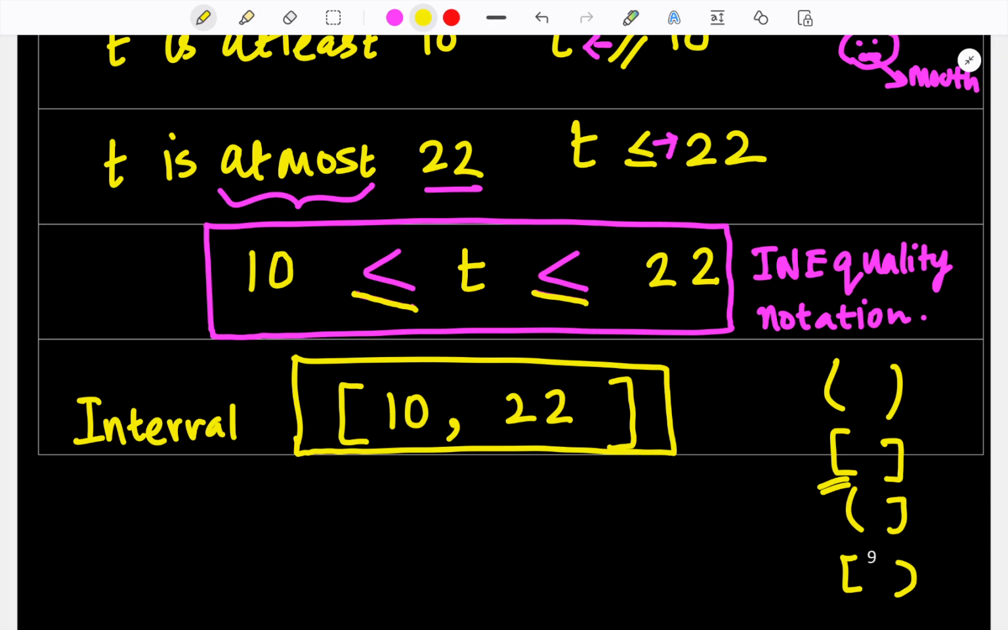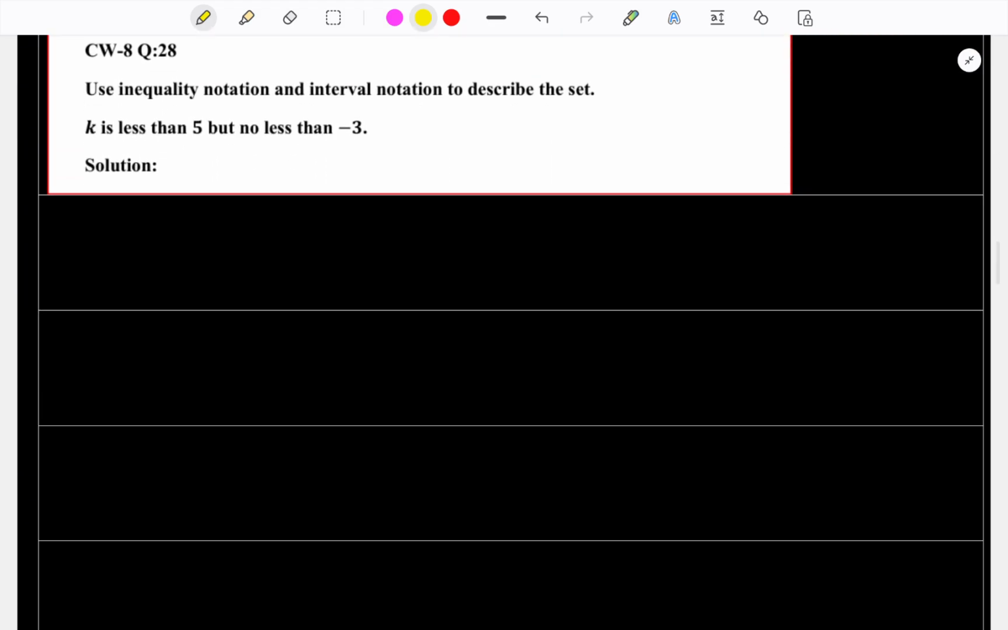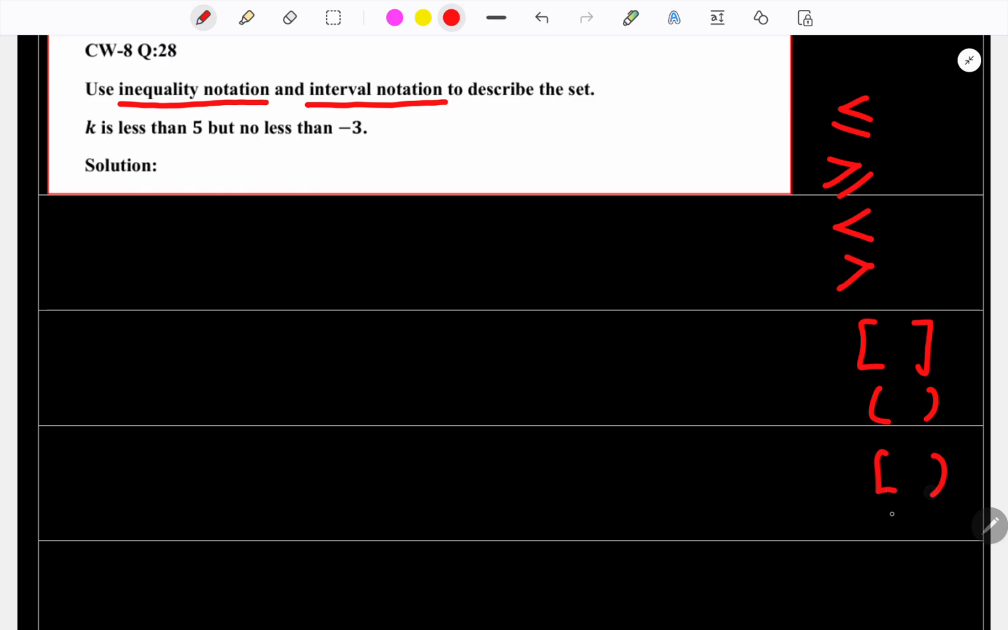Shall we go to the next question? Yes. Okay. Right. Let us go to the next question. Question number 28. Use inequality notation, the same question, and interval notation. Inequality means what? This or this, this or this. This is called inequality. What do you mean by interval? This or this or this or this. This is called interval notation to describe the set. What is the set? Now let us read.